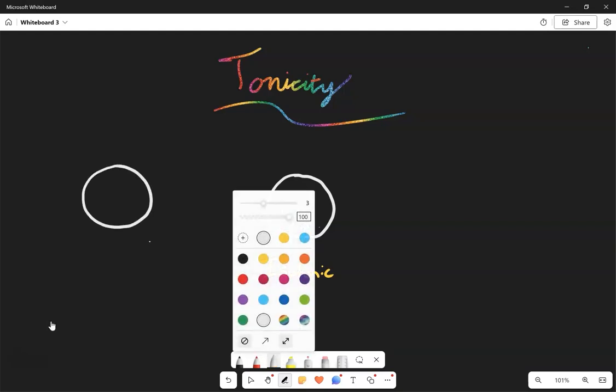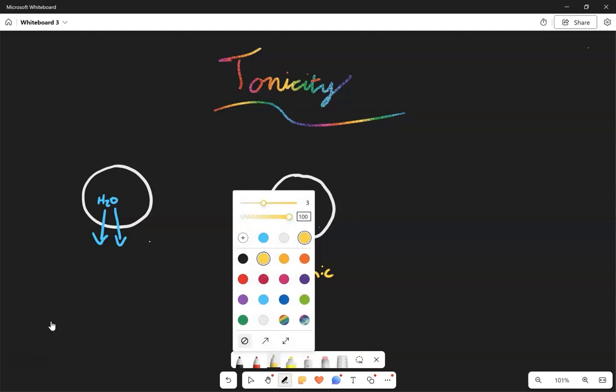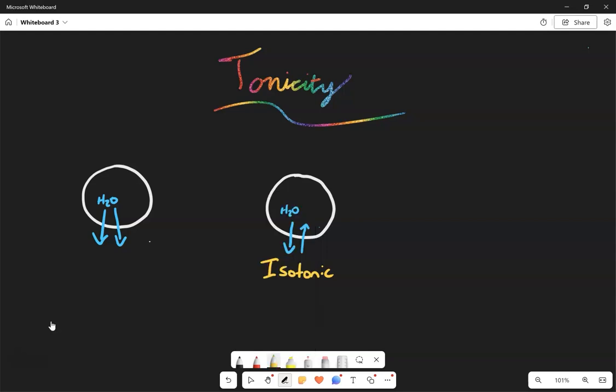Okay? I can take a cell and I can drop it into solution, and water can rush out of that cell. And when that happens, that cell is going to shrivel. This is what we call a hypertonic solution. The cell shrinks or shrivels.